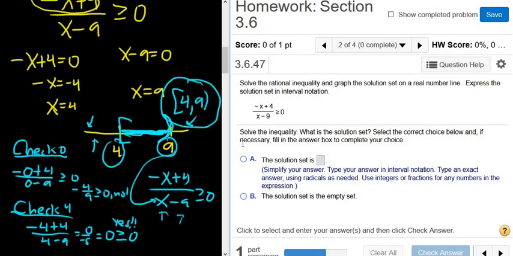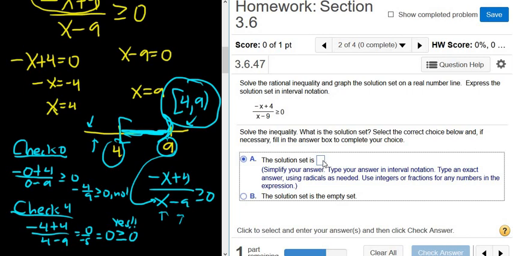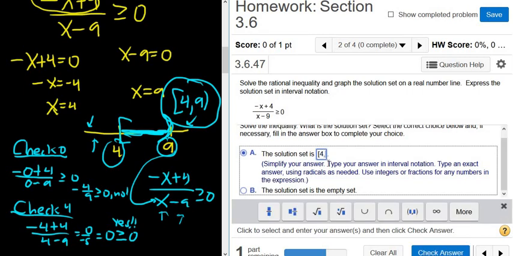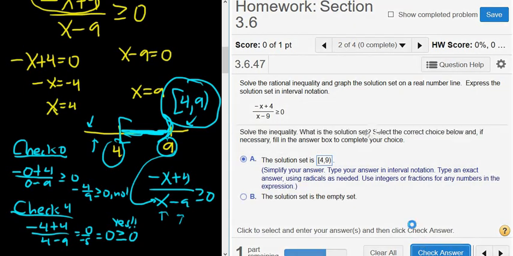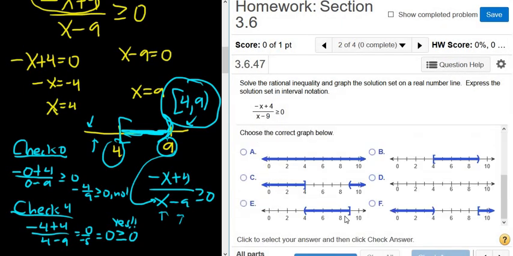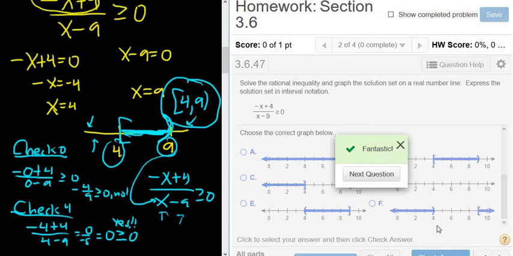So I'm going to go over here and type it in. Did that kind of fast, sorry. 4, 9, parentheses, check answer. And then the correct choice here would be this one here. It looks like that looks to be, no, that would not be it. It would be, yeah, that would be it. Yeah, bracket 4, parentheses 9, that's correct. Good. And that's it.